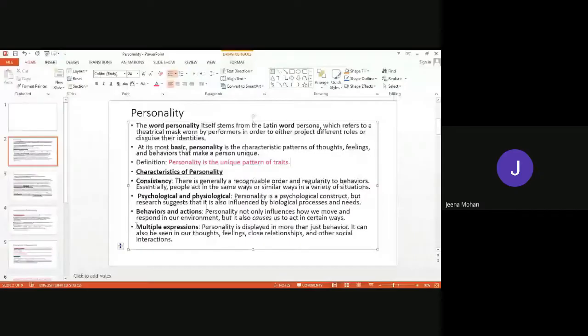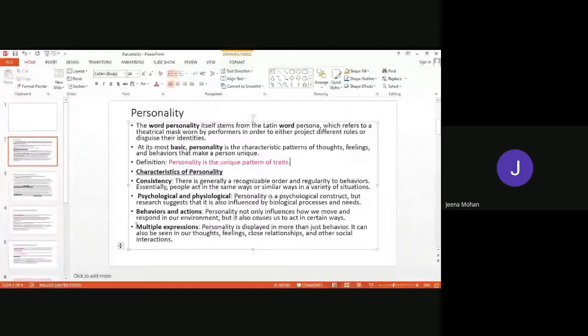So that is why it is referred to as multiple expressions. What do you mean by multiple expression? That means personality is not only reflected in our behavior, but also in our thoughts, feelings, emotions, social interactions, etc. So these are the four points which we have to keep in mind when we talk about the characteristics of personality.